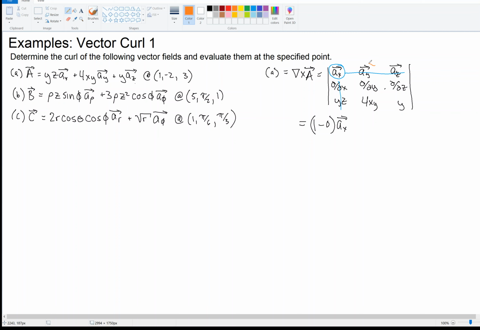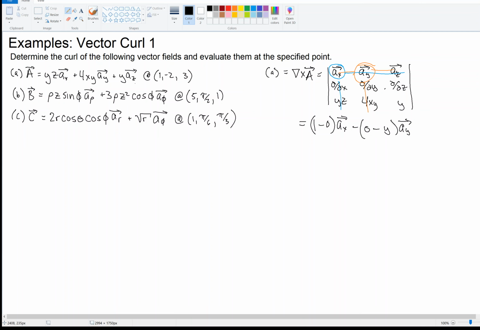Now moving on, then we subtract and we wipe this guy out, right? So we subtract, then we do the d/dx operator operating on y. Well, there's no x's there, so the derivative is 0, minus the d/dz operator operating on yz. Well, as far as z is concerned, y is a constant, so the derivative of that is just y, and so this is ay.